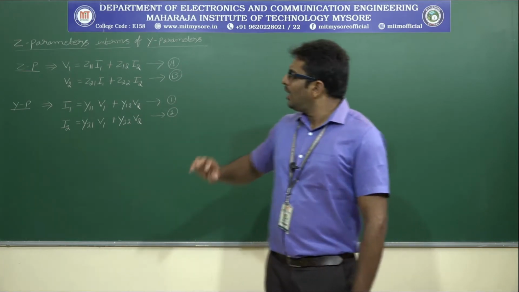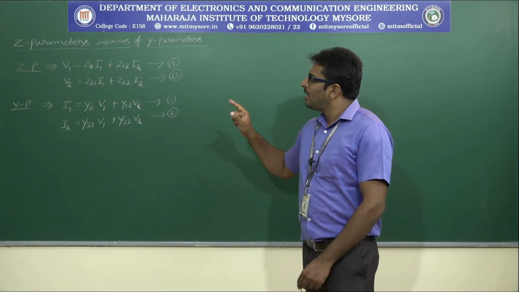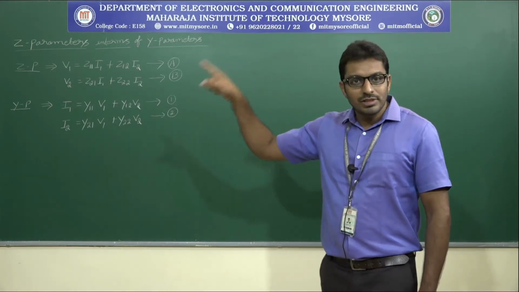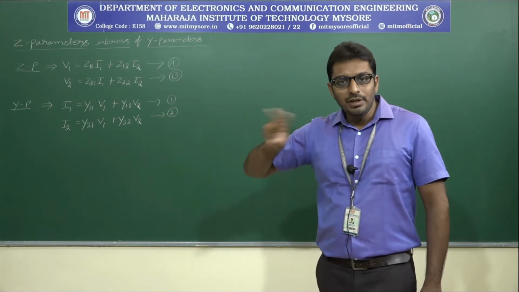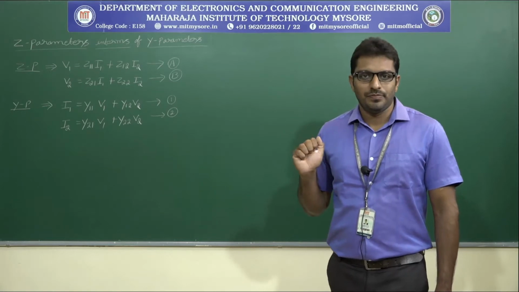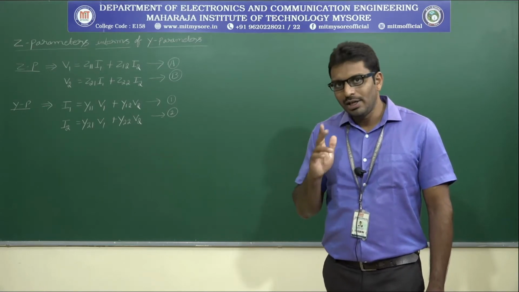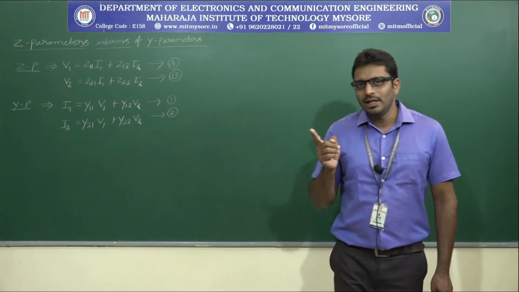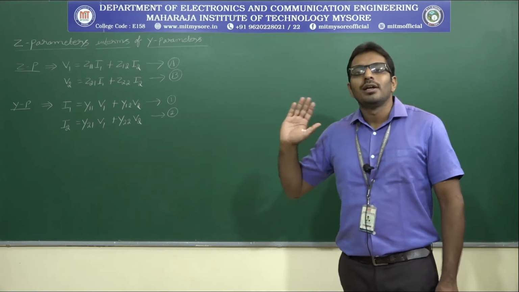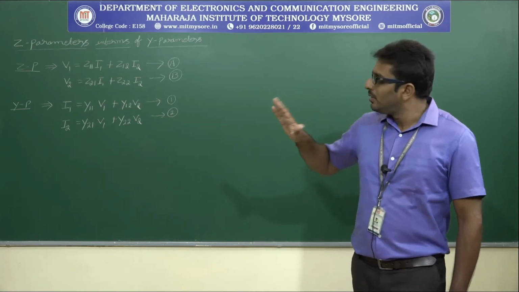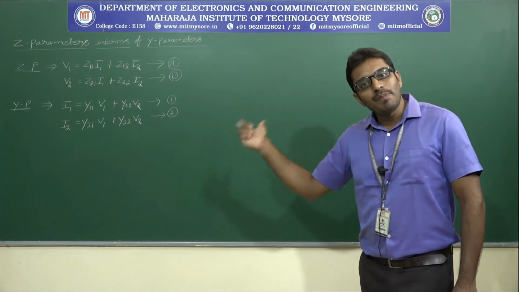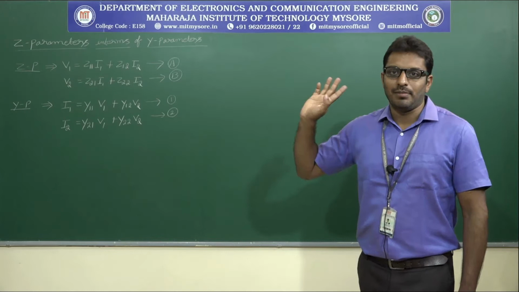Remember, for Z parameters in terms of Y parameters, and Y in terms of Z parameters, in these two cases we are going with Cramer's rule. Try to remember this point. Y in terms of Z and Z in terms of Y, we follow Cramer's rule in order to express Z parameters in terms of Y parameters and Y parameters in terms of Z parameters.